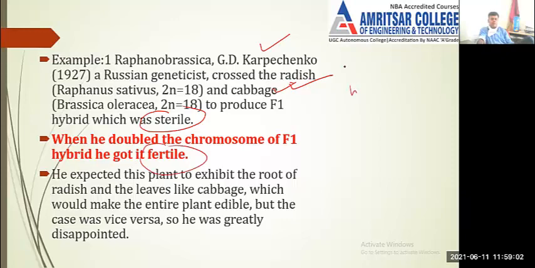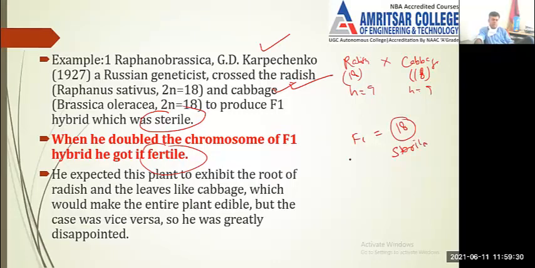Raphanobrassica, radish crossed with cabbage. How many chromosomes does radish have? 18. Cabbage 18. Now n is 9, n is 9, so F1 will be 18. Right?